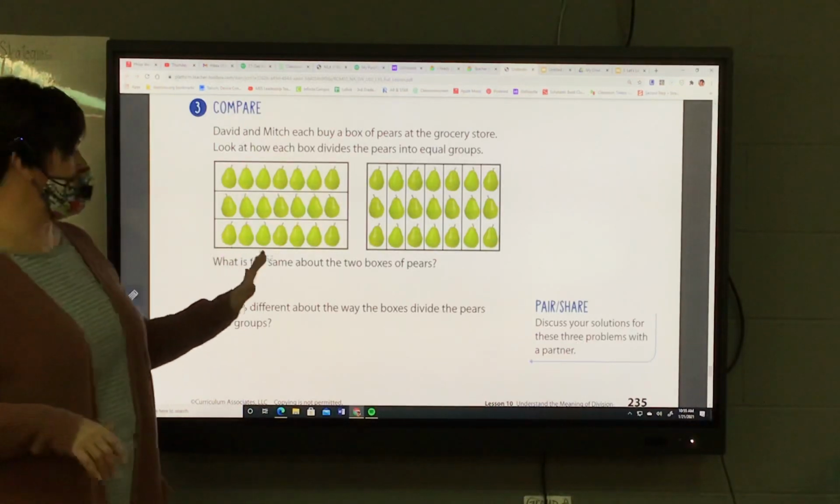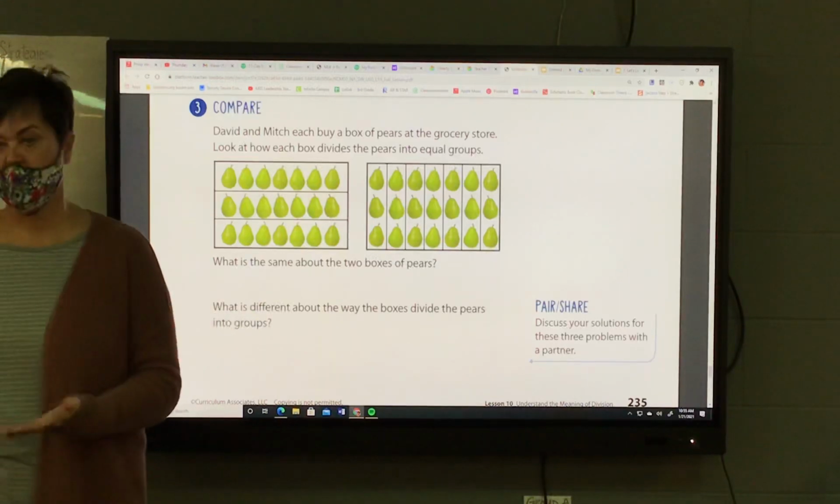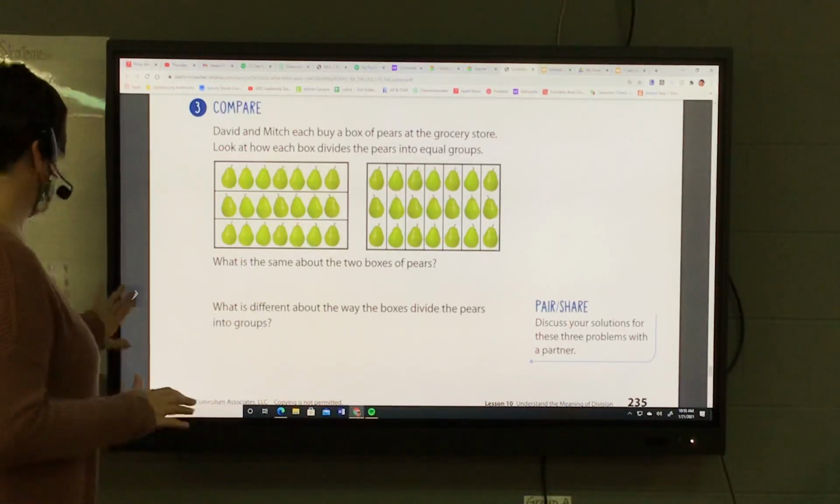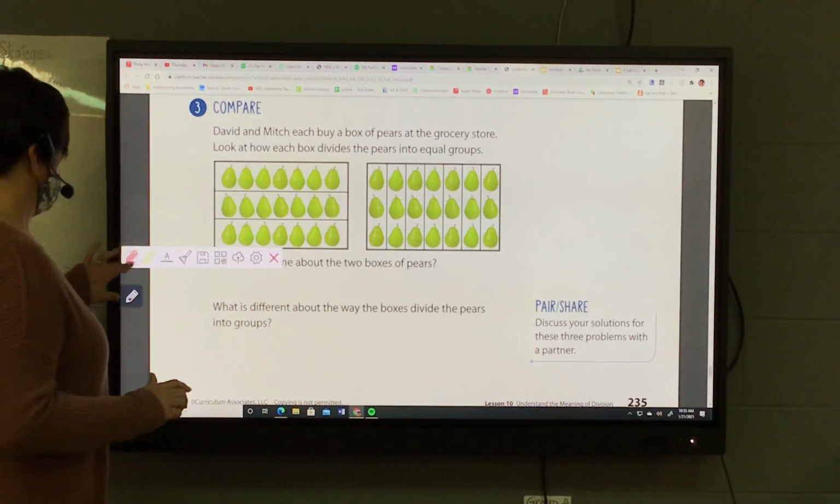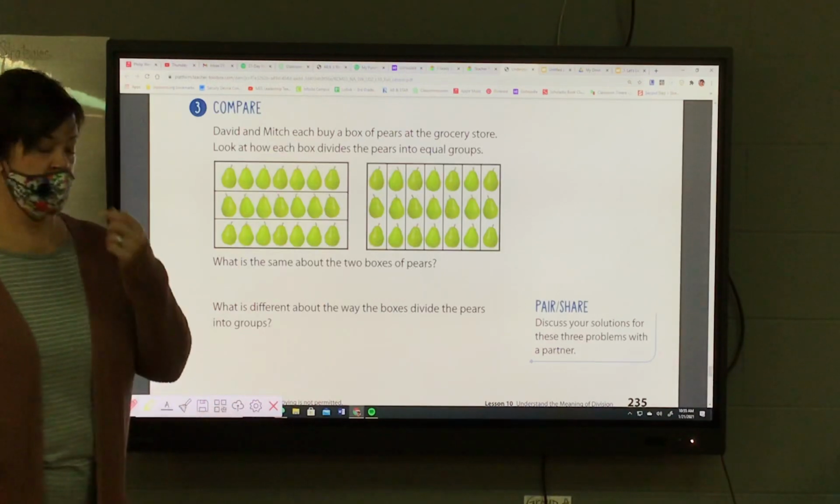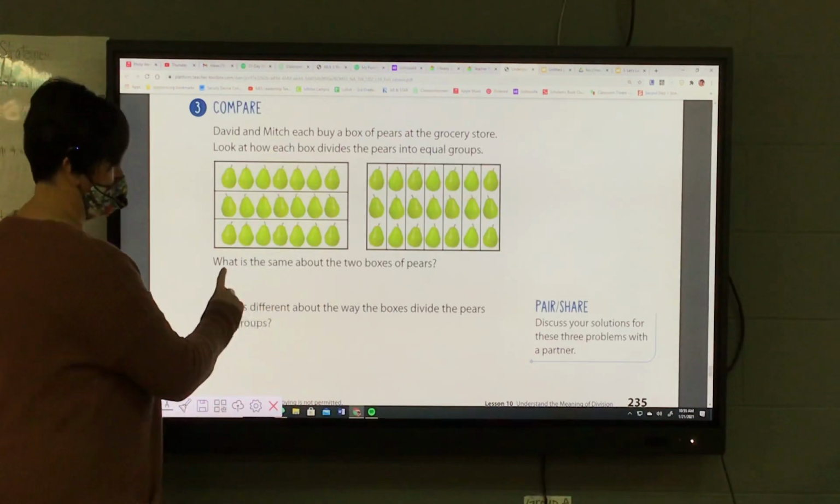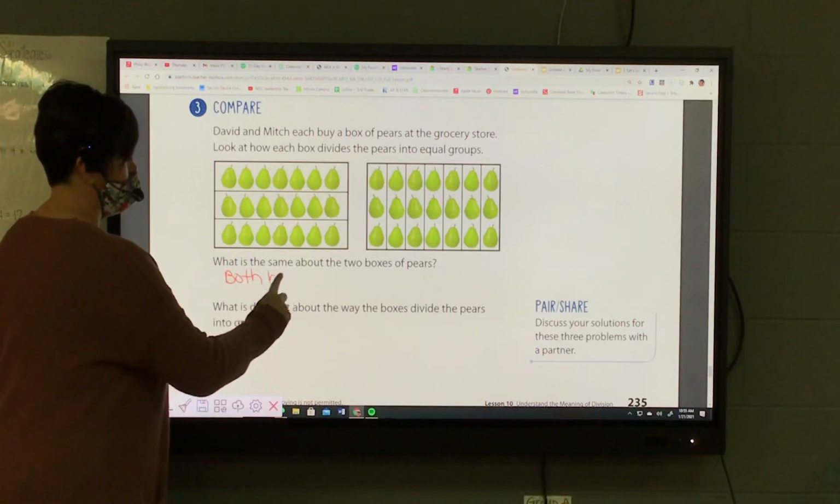So is that something that is the same about the boxes? Yes. Okay, let's write some things down then. Both have how many pears? 21.